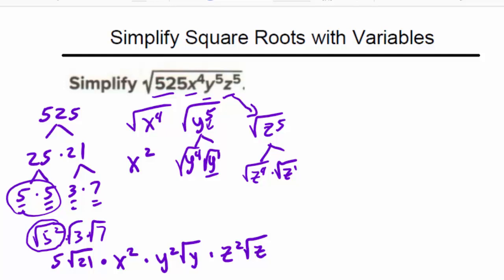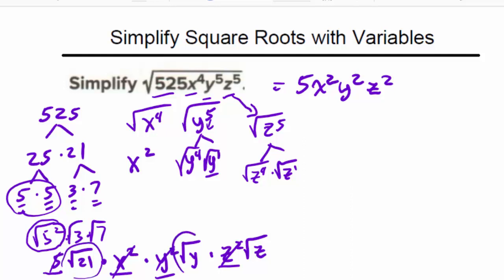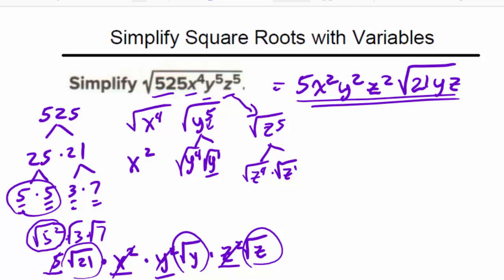Now when you go to multiply these together, you multiply the numbers outside the radicals together, and you multiply the numbers in the radicals together. So you get 5 times x squared times y squared times z squared, which gives us 5x squared y squared z squared. So I took care of all of those. And now I look back at my radicals. I have a square root of 21 times the square root of y times the square root of z, and that will give me the square root of 21yz, and this becomes the fully simplified expression.